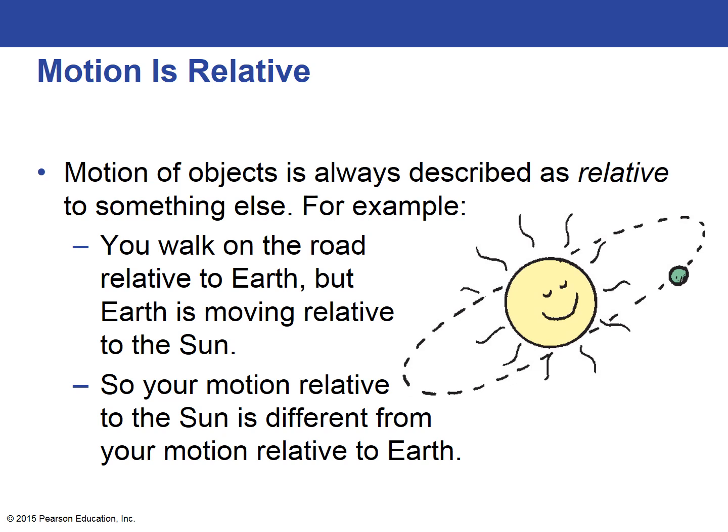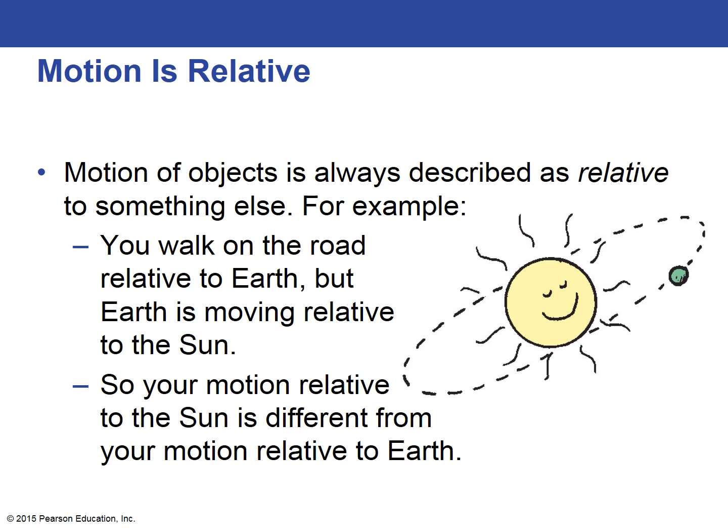All right, on this slide, what we're going to talk a little bit about is what's called relative motion. So one way to think about this is that the motion that you have, say, walking on the Earth, or the speed that you have walking on the Earth, depends on the location and the speed of the observer making the measurement of your speed or velocity. So as the picture shows here, you may be walking on the road relative to the Earth, and you may be walking at 4 miles per hour.